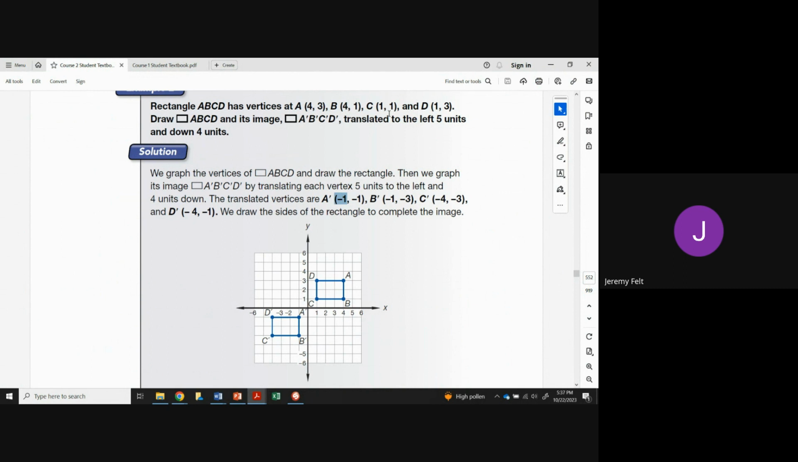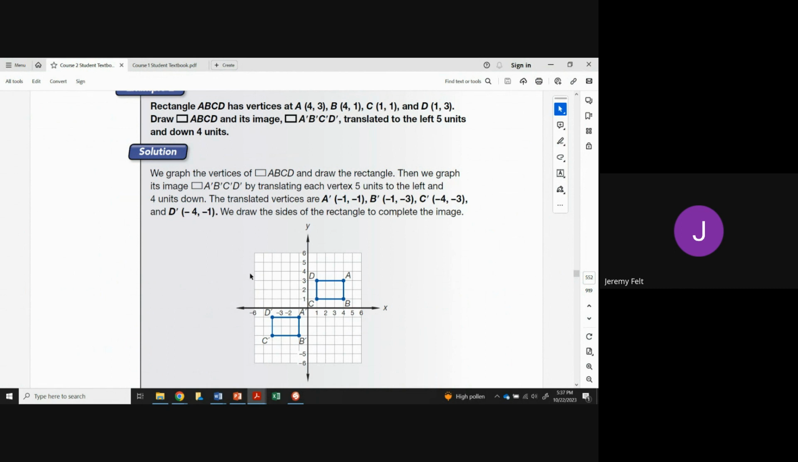1 minus 5 is negative 4, and then D was 1, minus 5 is negative 4. Now y values, well, what did we do? We went 4 units down, so that's minus 4 in terms of our y. So 3 minus 4 is negative 1. 1 minus 4 is negative 3.